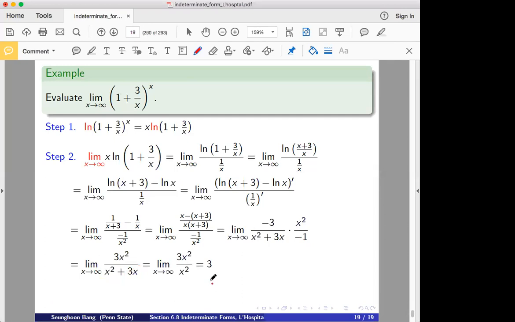This is step 2. What is step 3? Step 3 is to take e. So just take e. The answer is e to the 3. Is that good?